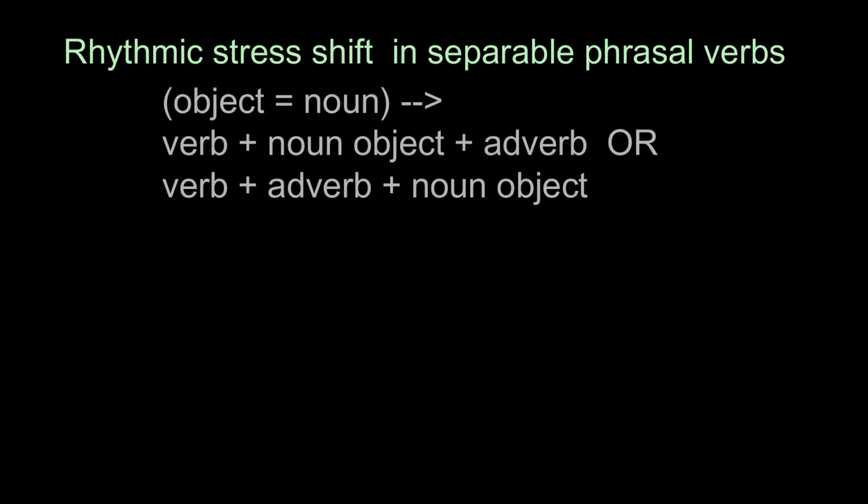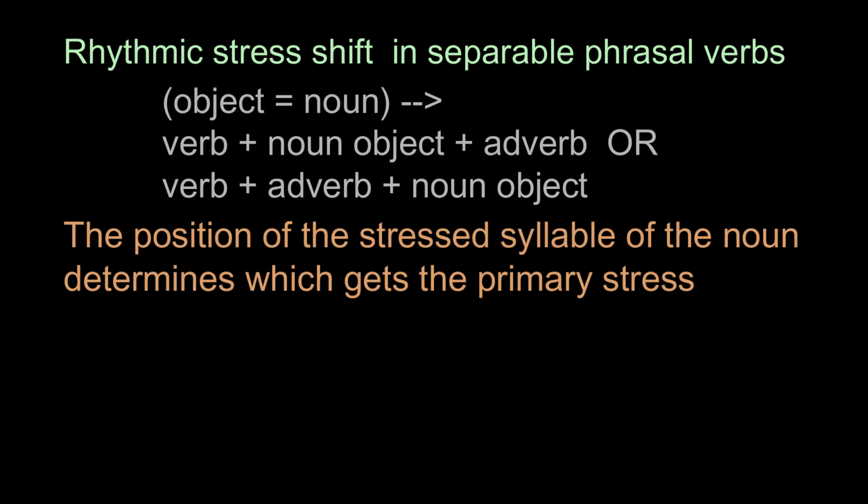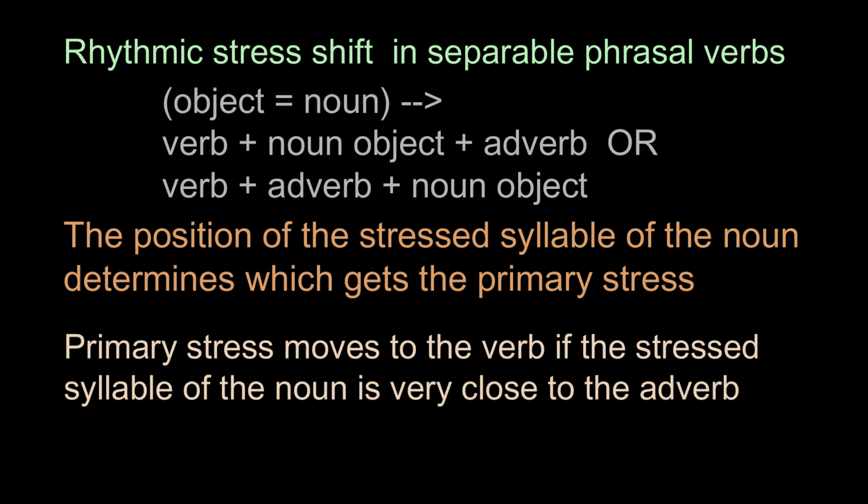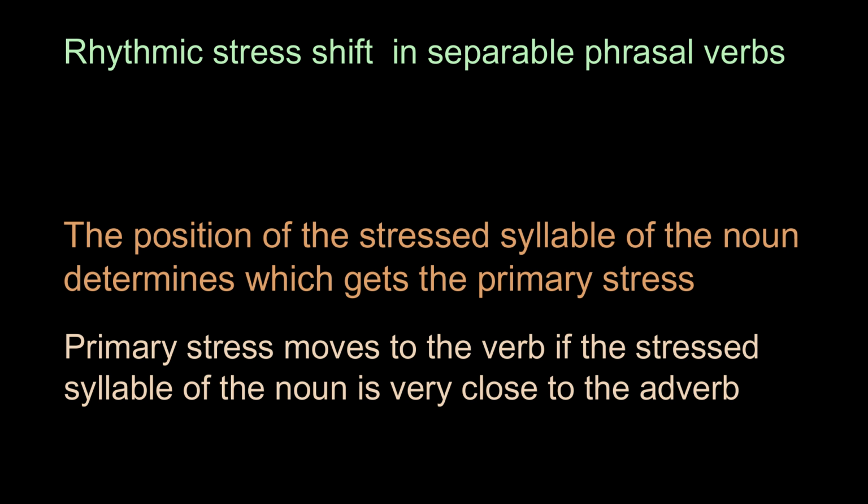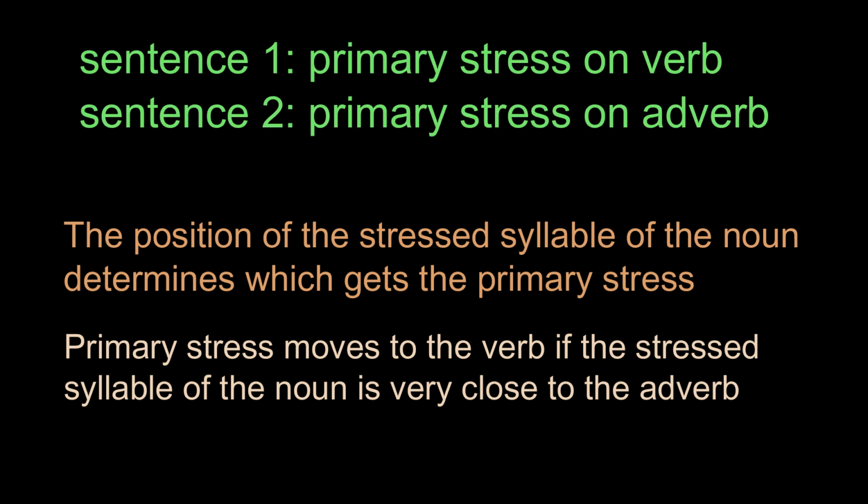If the object is a noun, the main stress must go to the noun. Depending on the position of the stressed syllable of the noun, for the sake of rhythm, the particle might not be stressed at all, and instead the verb will be stressed. In other words, in separable double-stressed phrasal verbs, the primary stress can move to the verb if a stressed syllable is very close to an adverb. These are pairs of example sentences where in the first sentence the verb is more stressed than the adverb, but in the second sentence the adverb is more stressed than the verb.